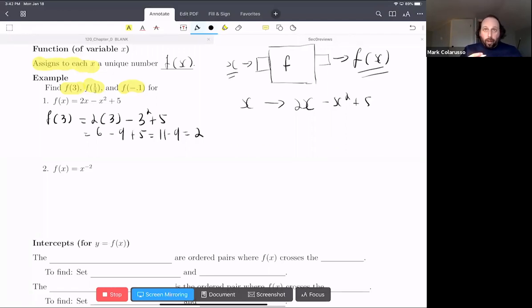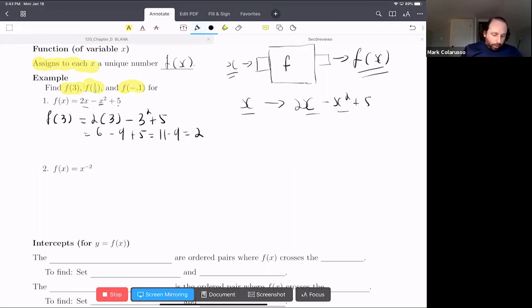So notice what I did, right? For each place where I see an x in the formula, I input the number 3. And then I compute the result given by the formula evaluated at 3. That's what I was saying with this silly box diagram. For each input x, it's outputting the quantity 2 times x minus x squared plus 5. Our input here was 3, so the output of this was 2 times 3 minus 3 squared plus 5. And if you work it out, it's equal to 2.